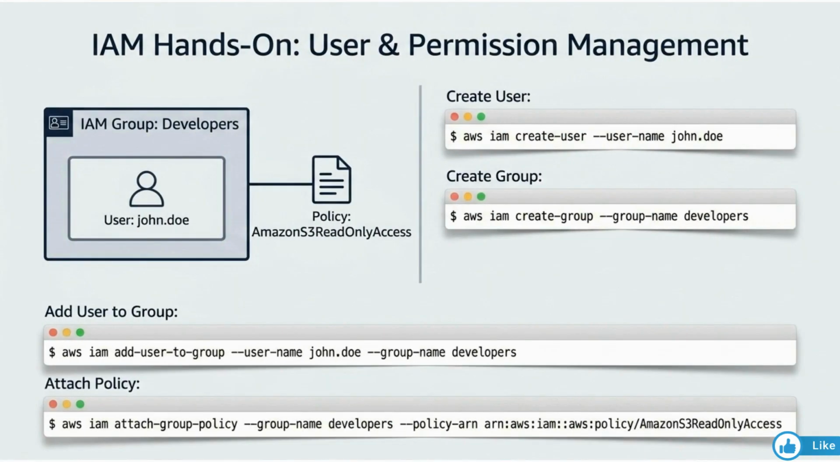IAM is one of the most important AWS services because it controls access. In this example, we create an IAM user, create a group, add the user to the group, and attach a policy. This means we do not give permissions directly to each person one by one. Instead, we manage permissions through groups. In real companies, this makes access management cleaner, safer, and easier to audit.